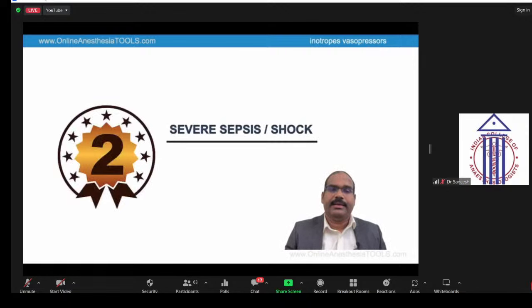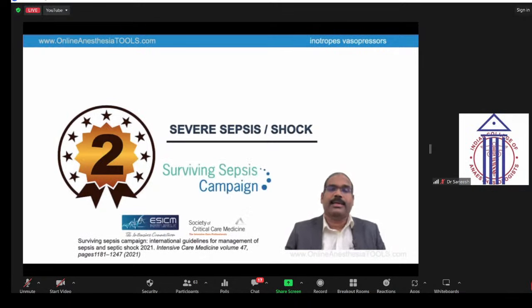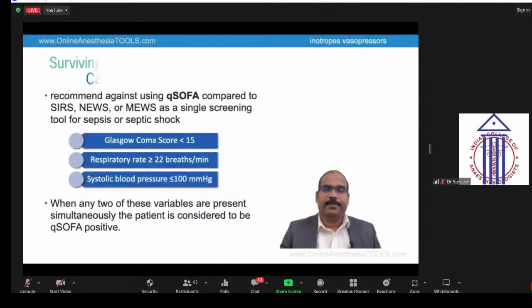Let's move into our favorite or common scenario of septic shock. We usually anchor our discussion points based on the Surviving Sepsis Campaign guidelines, the latest of which came in 2021. Okay, it recommends against using qSOFA compared to SIRS as a single screening tool for sepsis or shock. qSOFA involves Glasgow Coma Scale less than 15, respiratory rate more than 22 breaths per minute, and systolic blood pressure less than or equal to 100 millimeters of mercury. The easiest thing is when any two variables are present simultaneously, the patient is considered to be qSOFA positive and you can proceed with a diagnosis of septic shock.